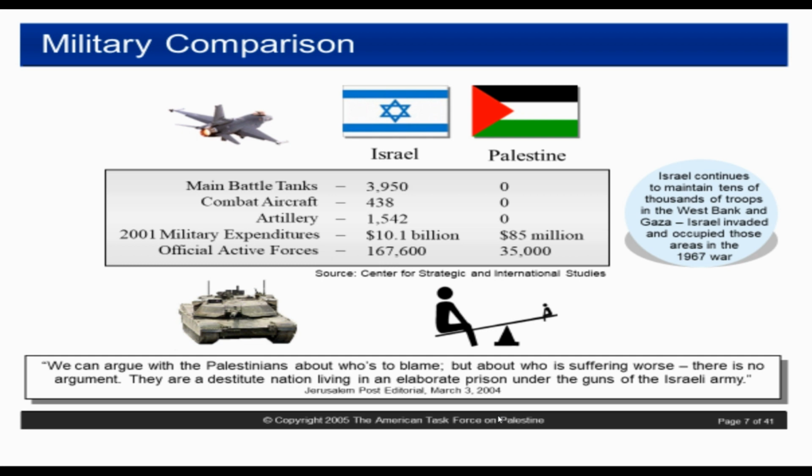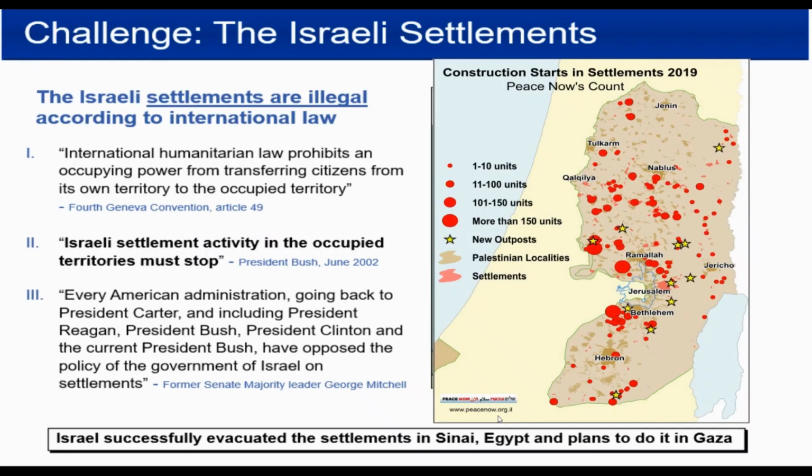When we look at this from a Jerusalem Post editorial: we can argue with the Palestinians about who's to blame, but about who's suffering worse, there is no argument. There are destitute nations living in an elaborate prison under the guns of the Israeli army. This is one of the generals from Israel. They wrote in the Jerusalem Post editorials.